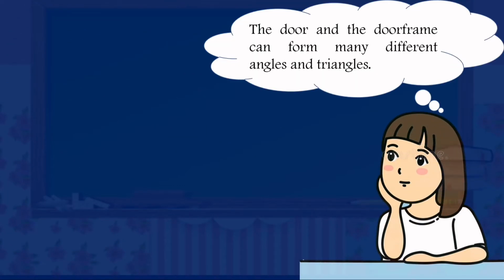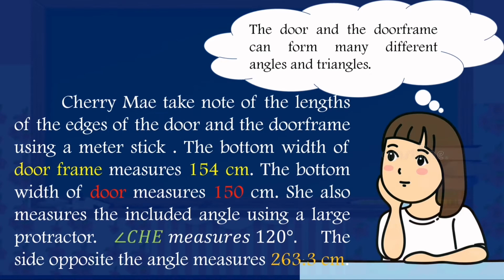The door and the door frame can form many different angles and triangles. Jeremy takes note of the lengths of the edges of the door and the door frame using a meter stick. The bottom width of the door frame measures 154 cm. The bottom width of the door measures 150 centimeters. She also measures the included angle using a large protractor. So angle check measures 120 degrees. The side opposite the angle measures 263.3 centimeters.